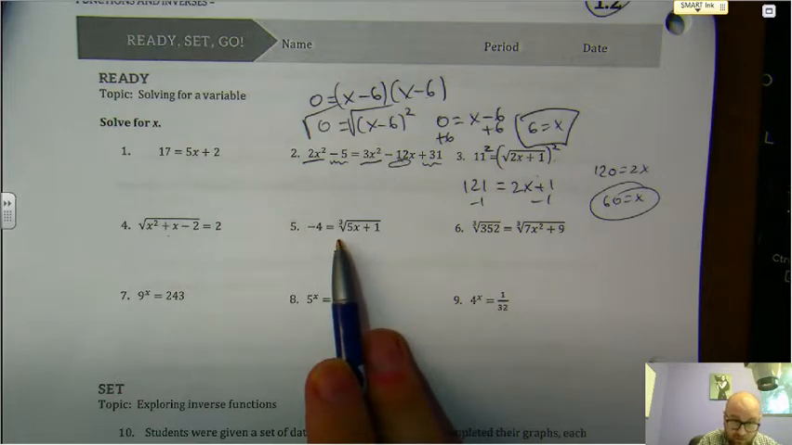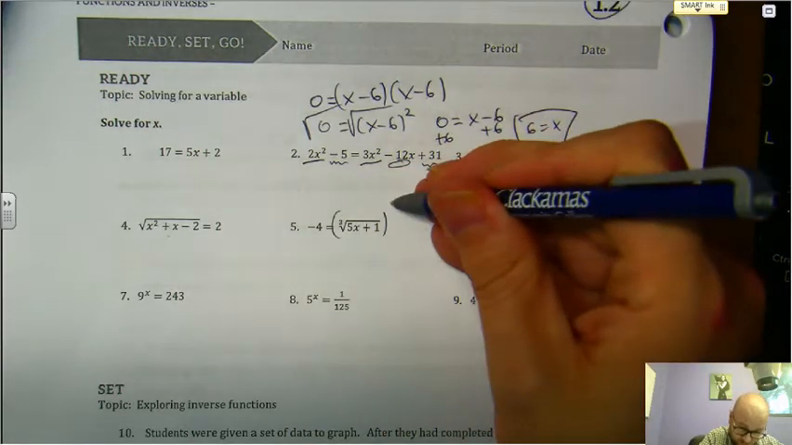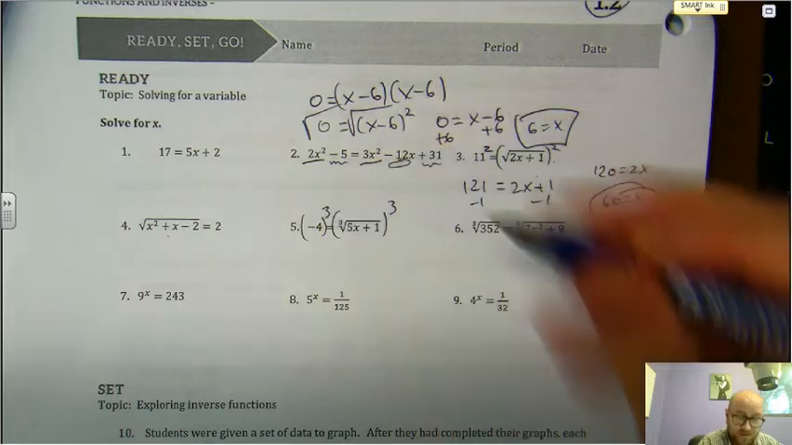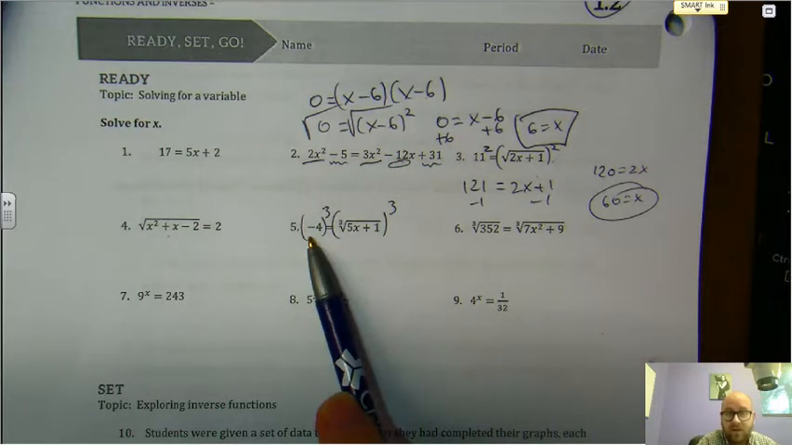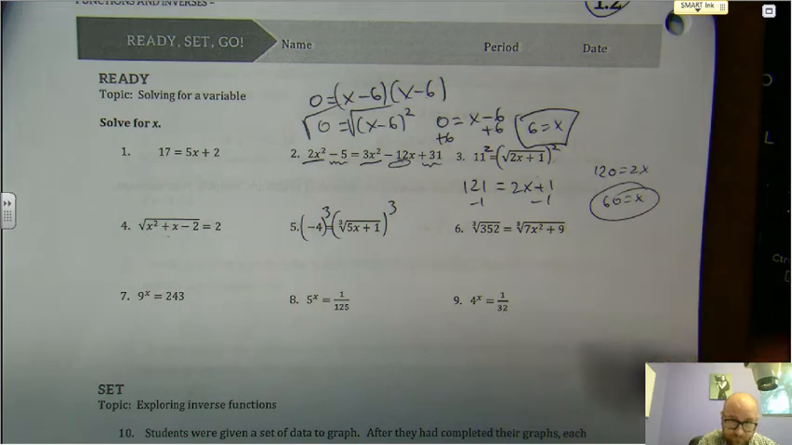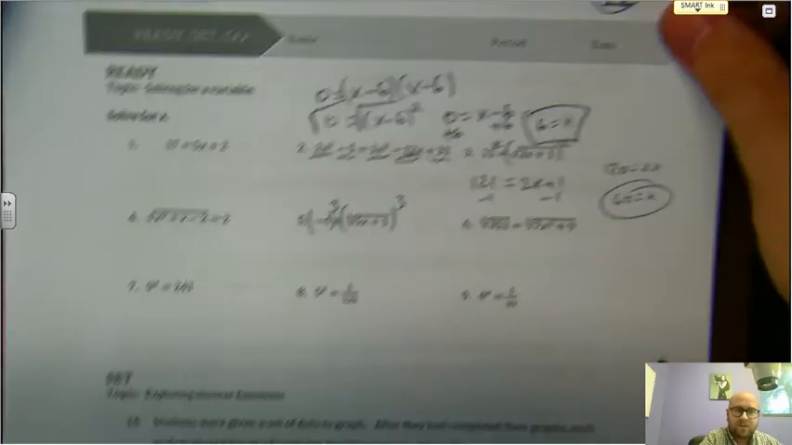This one is a cube root. So instead of squaring both sides, we're going to cube both sides. Okay, so we're going to multiply -4 by itself, etc.